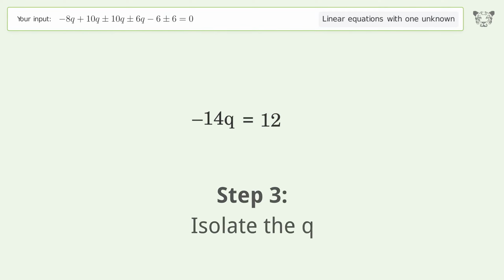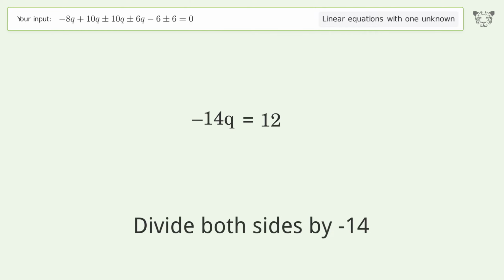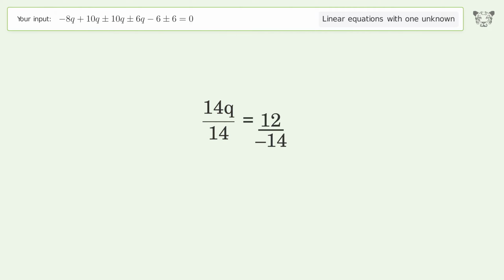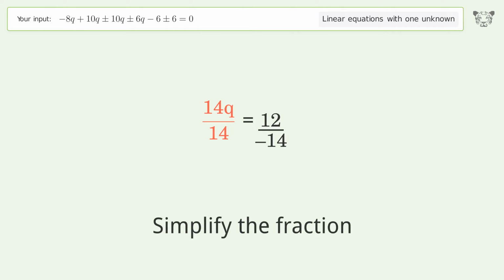Isolate the q. Divide both sides by -14. Cancel out the negatives. Simplify the fraction.